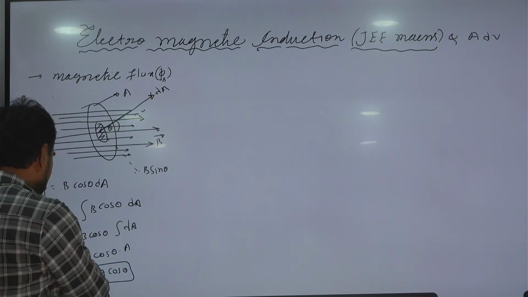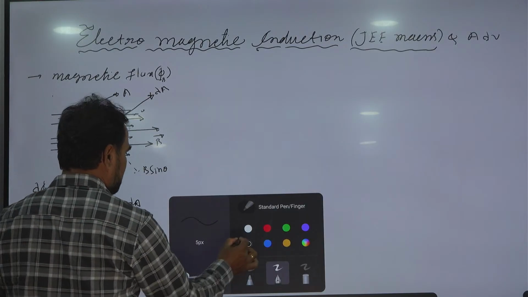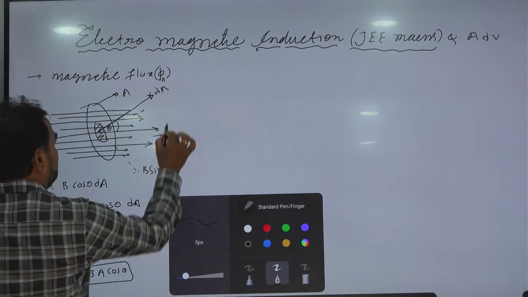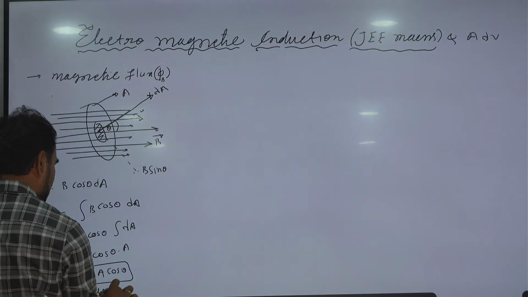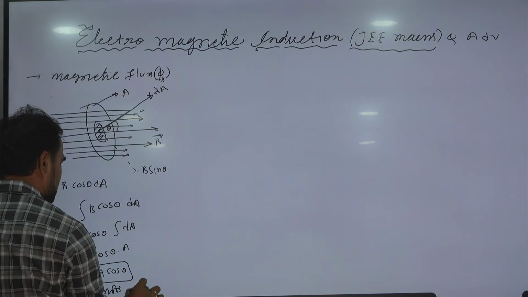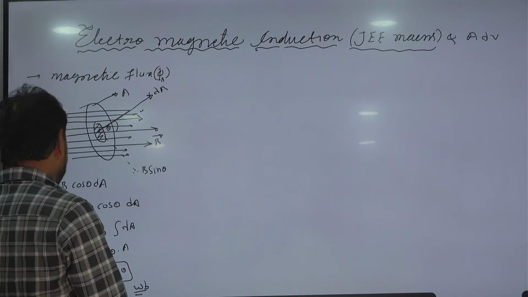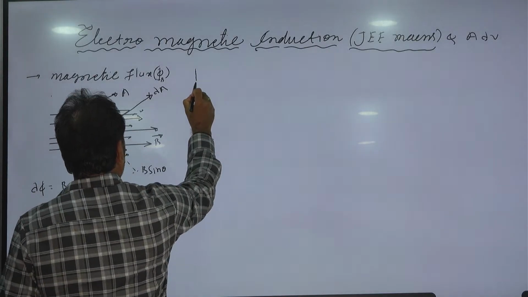That is, phi of B is BA cos theta. Its units are Webers. Suppose we consider a coil. This is a coil.